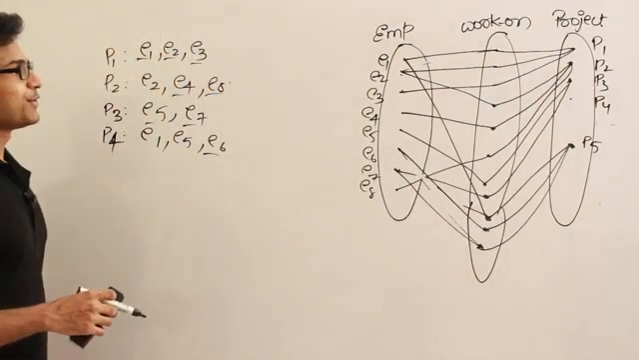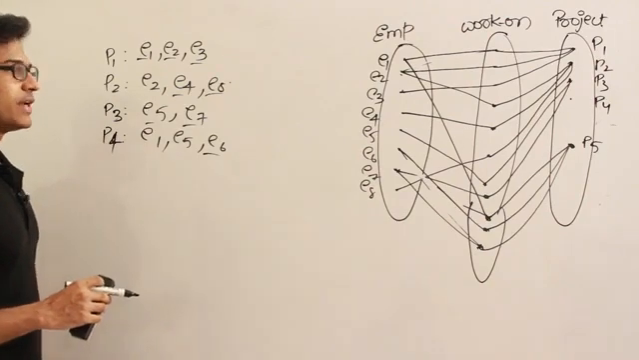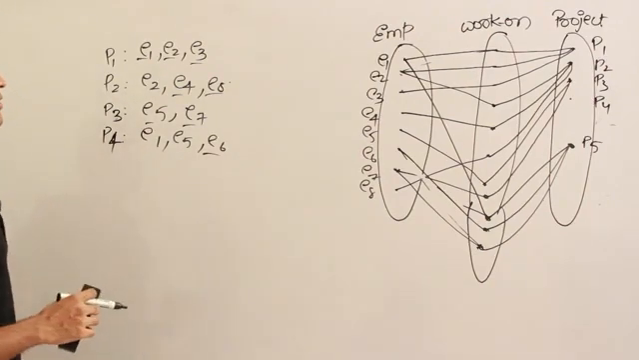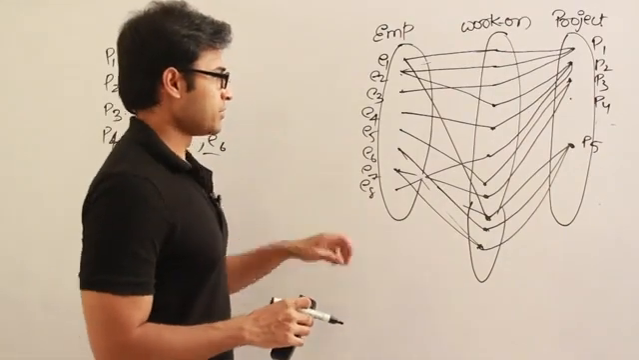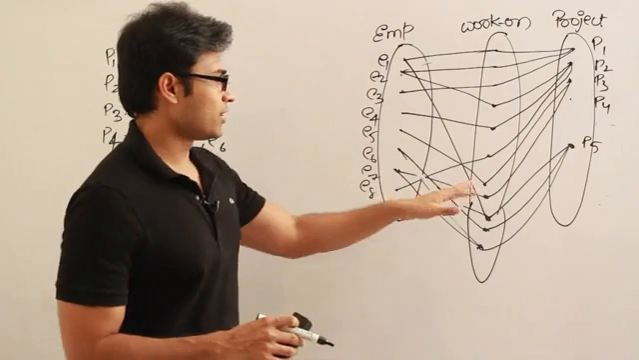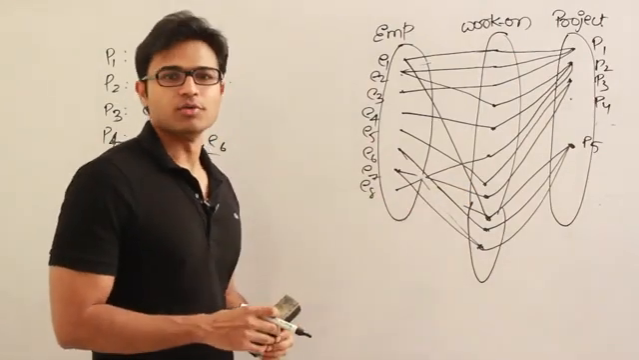Got it? So what is the specialty of this type of relation? So one thing is, let's talk about the degree. Degree is the number of entities participating in each relationship. How many entities are participating in each relationship? 2 entities. Therefore the degree of this is 2, right?